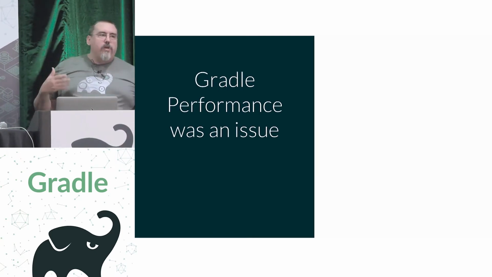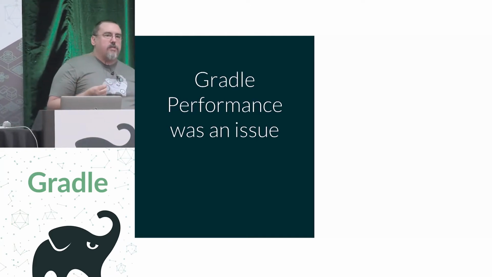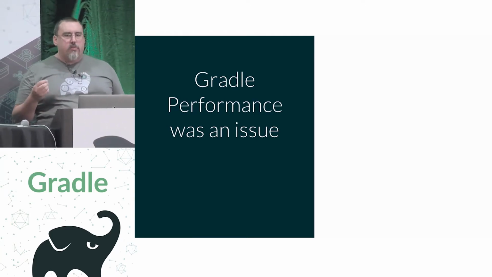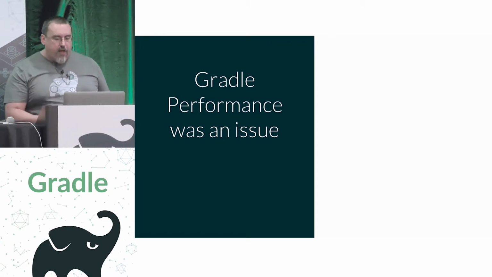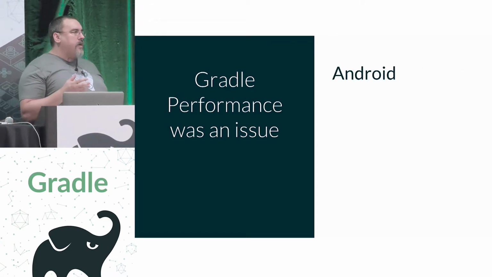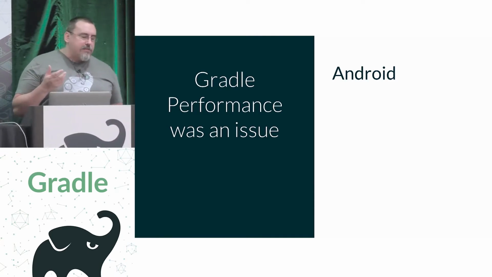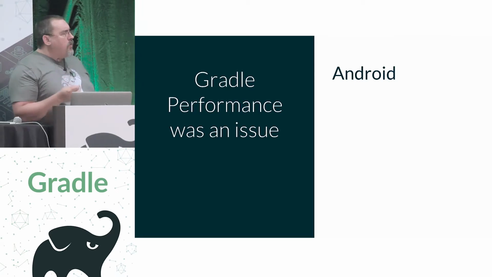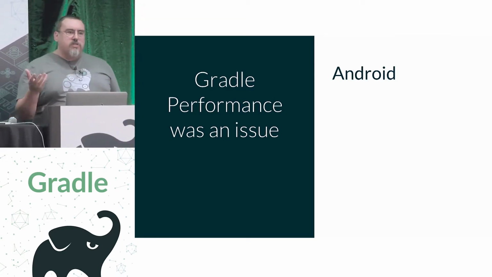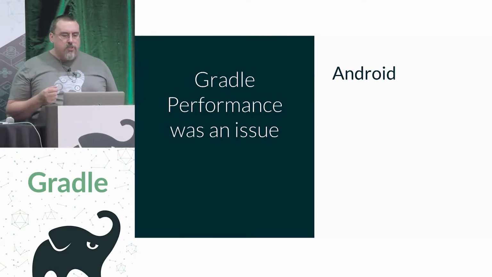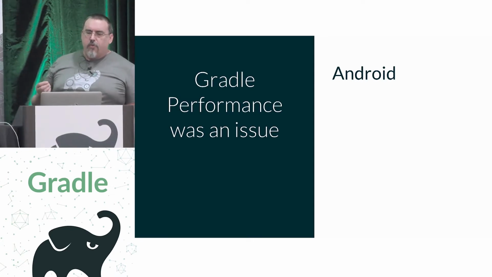Okay, so why did we start looking at the Worker API? Well, last year we recognized that Gradle performance was a little bit of an issue, and that there were some things that we could do to potentially help that. Part of this was driven by some of the needs of the Android community. With the Android plugin that Google had written, smaller projects were just fine, but once you got into very large projects, you started to have some significant performance problems.